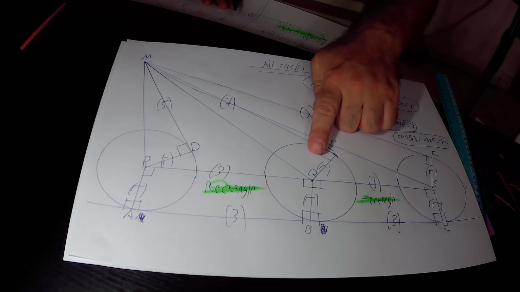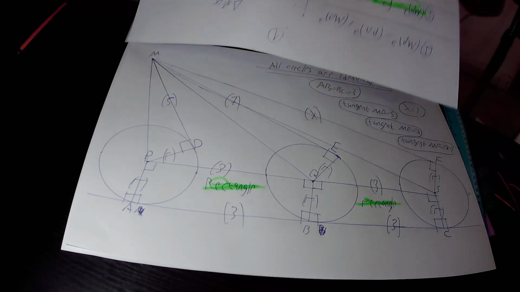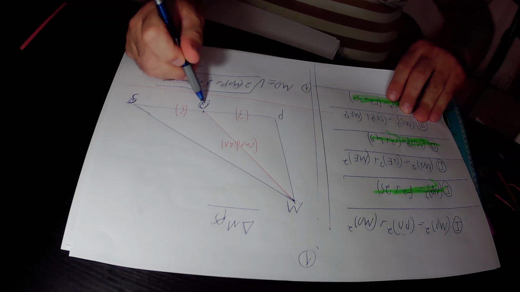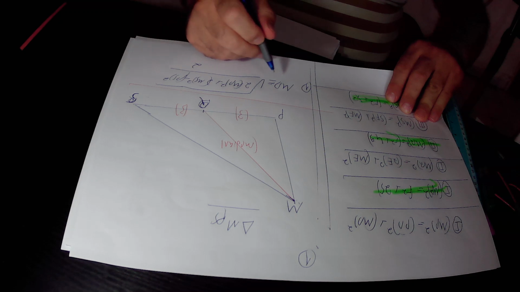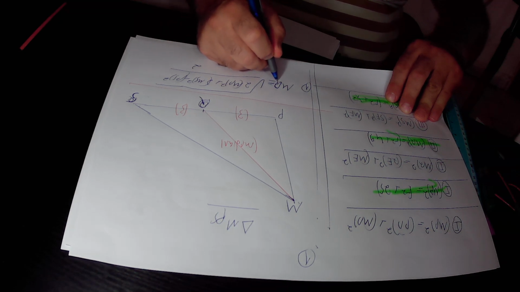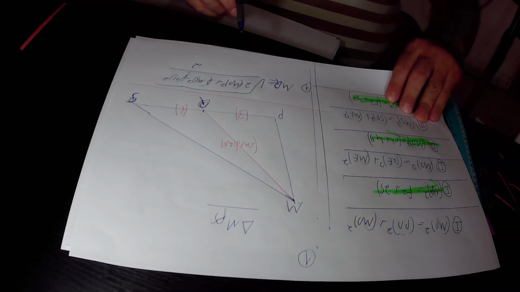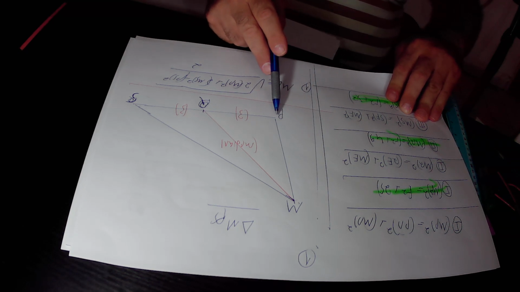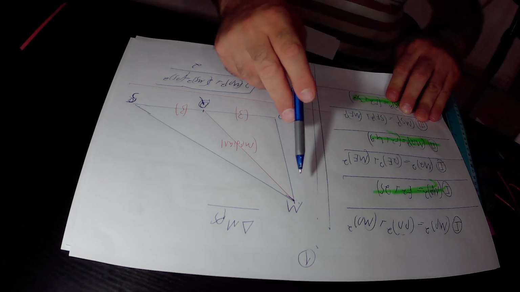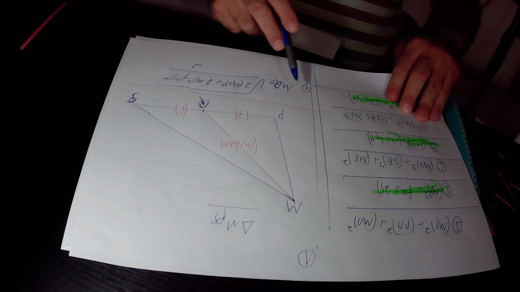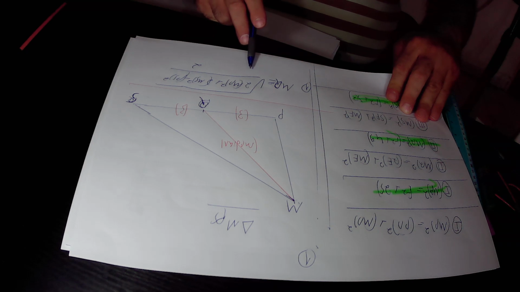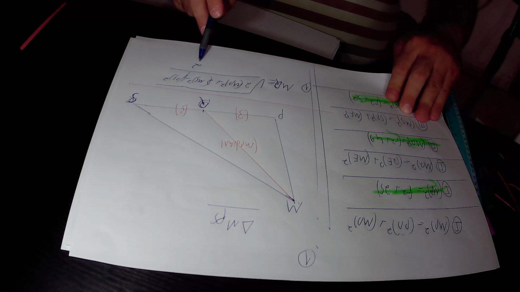So the median is MQ in the original drawing. So the length of the median MQ is equal to the square root of 2MP squared plus 2MS squared minus PS squared, over 2. Again, MQ equals the square root of 2MP squared plus 2MS squared minus PS squared, over 2.